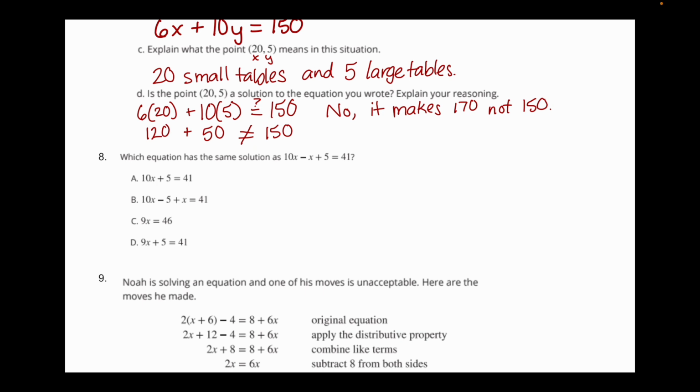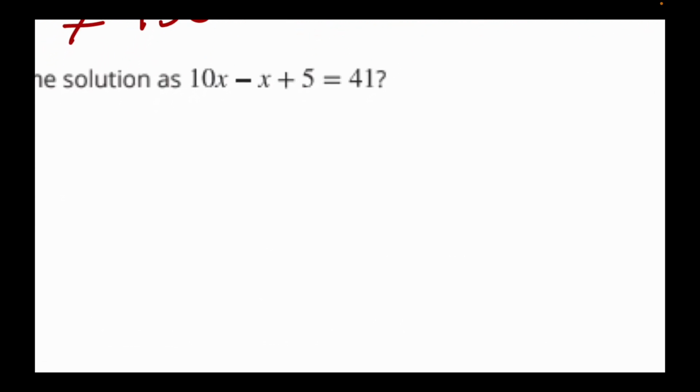That brings us then to question 8. We're almost done. We're getting there. Which equation has the same solution as 10x minus x plus 5 equals 41? Okay, I'm going to try to simplify this as far as I can, and generally that will show us some solutions here. So it does look like some of them are addressing this as 9x, and I know that if I combined those like terms of 10x minus x, this is really like 10x minus 1x. There's like a little invisible 1 that lives right there, and so this would be 9x plus 5 equals 41.